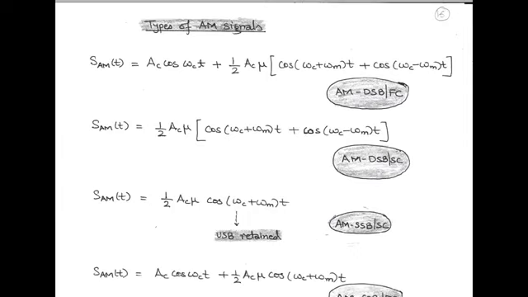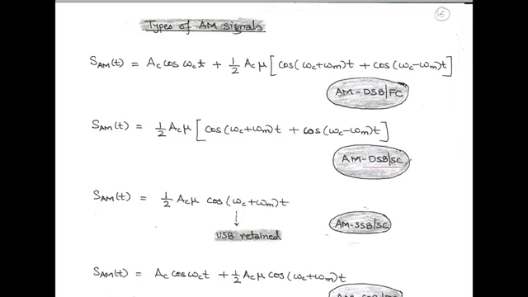Now we discuss the types of AM signal. First, the AM signal is standard AM and it is called double sideband full carrier, and it is given by the first equation. The AM signal, double sideband full carrier, is written as f(t) equals Ac cos omega c t plus Ac mu by 2 within bracket cos (omega c plus omega m) t plus cos (omega c minus omega m) t. Here the first term represents the carrier signal and the second term represents a double sideband which includes the upper sideband and lower sideband.